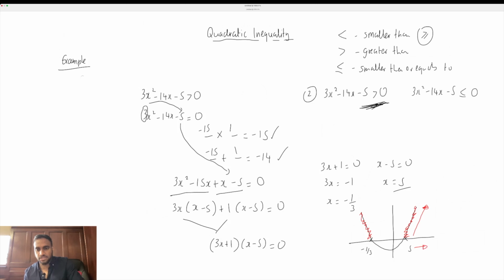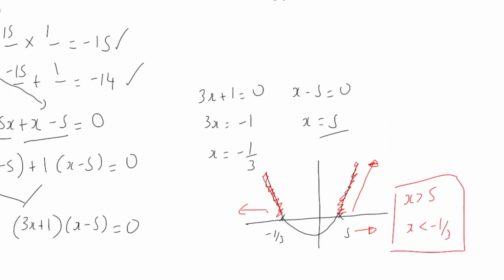As this graph goes this way, what is happening to my 5? Is it increasing or decreasing? Increasing. So I say x is greater than 5. As minus 1 over 3 goes this way, what's happening to the value, the graph? Decreasing. So you say x is smaller than minus 1 over 3. That's your answer.